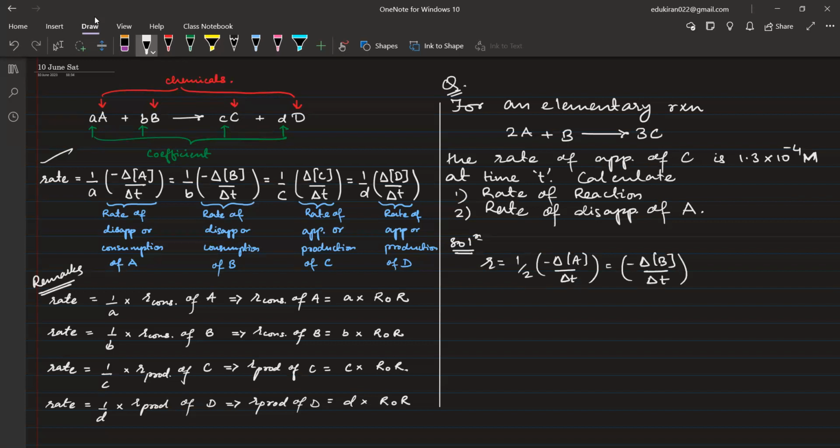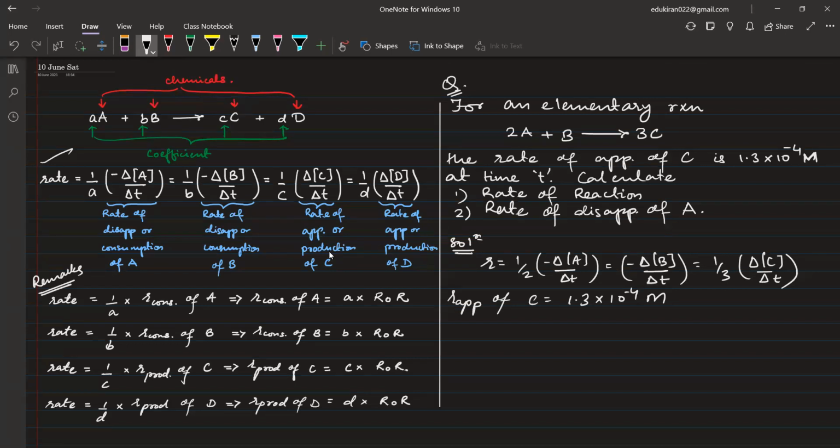जी ये लिख लिया आपने? Now tell me, in the question what has been given, tell me किसके बारे में दिया है? ए के बारे में, बी के बारे में या सी के बारे में? C. What is given, tell me? Rate of appearance of C is 1.3 into 10 to the power minus 4 moles.